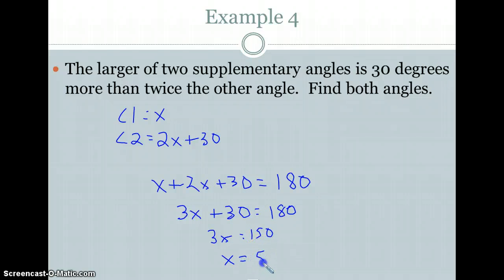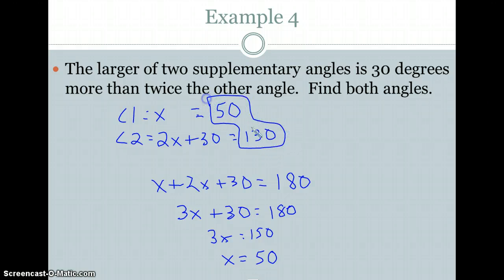So x equals 50. I'm going to take that 50 degrees and I want to find both angles again. So I'll plug that back in for x. I get 50. And I take that 50 and plug it into here. 2 times 50 is 100. Add 30. 130. And just a quick double check, 50 plus 130, yep, that adds up to 180. They are supplementary.